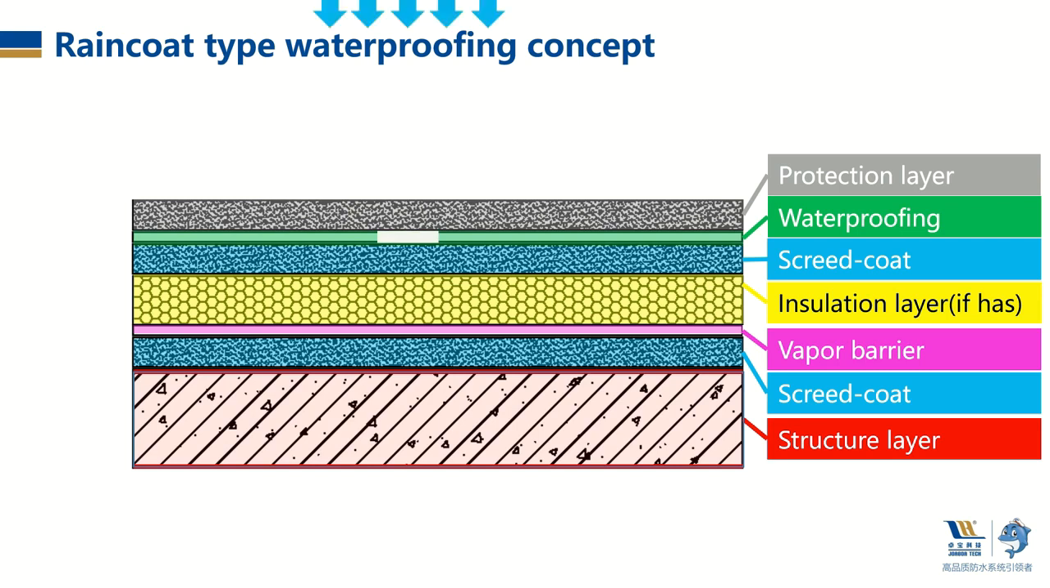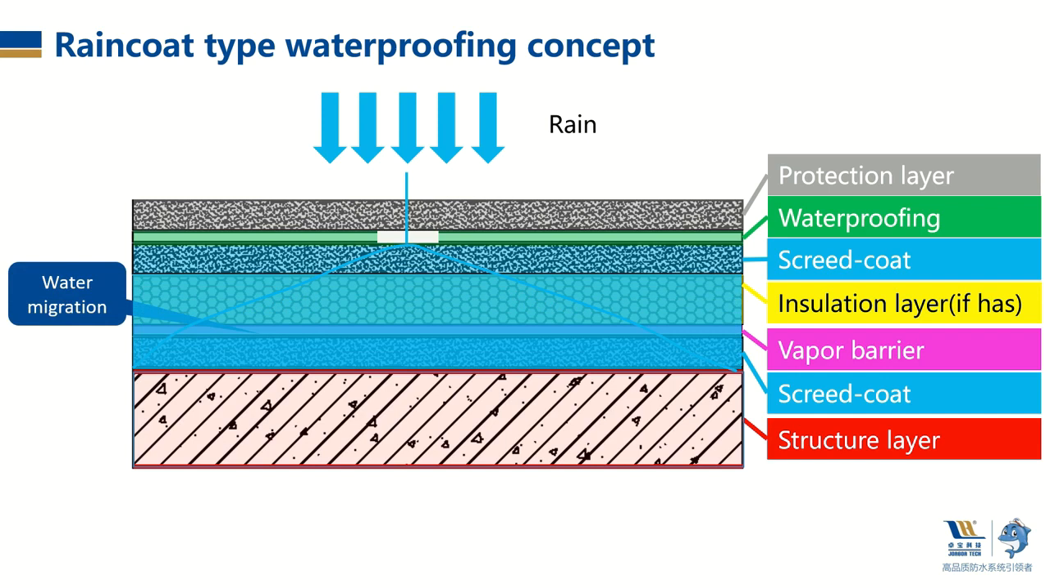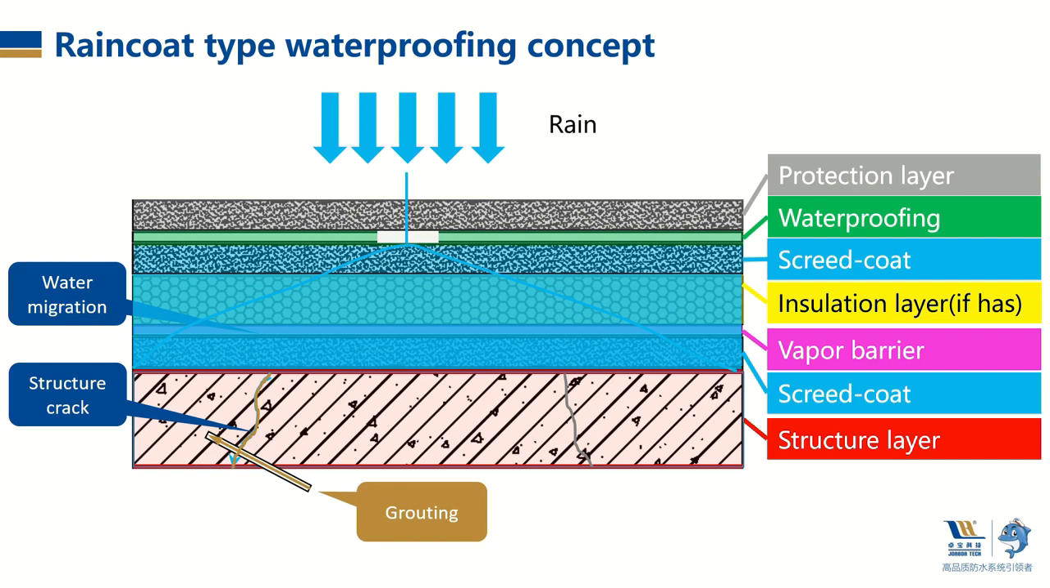When it rains, the water goes into the different layers through the damaged points. Then it becomes the water migration. When it meets the structure crack, the leakage happens. We can grout to repel it, but the water can migrate to other structure cracks. The leakage happens again. So it seems that we can never stop the leakage. We call this waterproofing system raincoat type waterproofing.